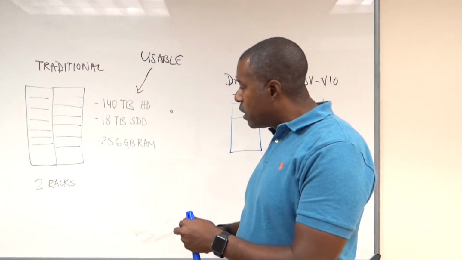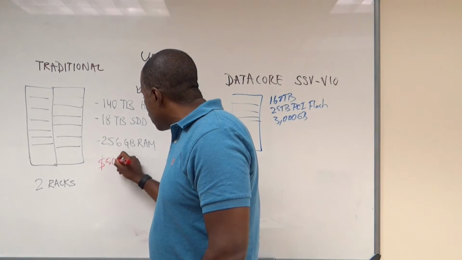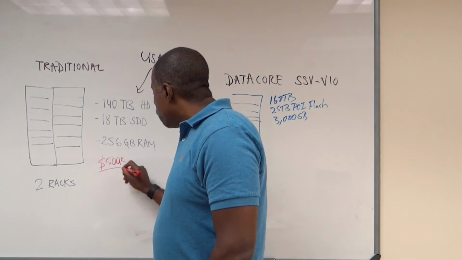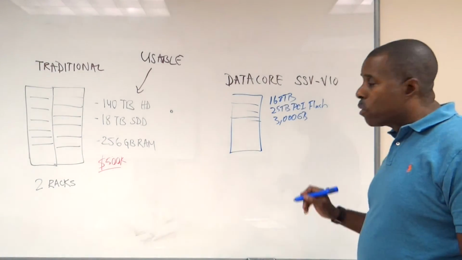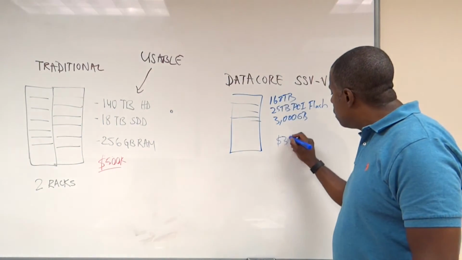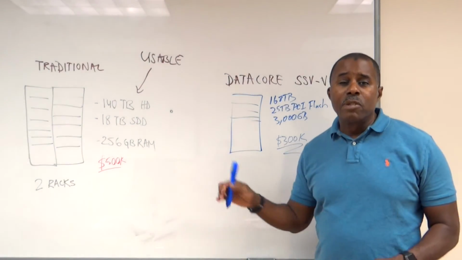Now here's the most interesting piece. The price to the customer after heavy discount was $500K for the traditional solution. The solution based on DataCore came out to $300K, a $200,000 savings for the customer.